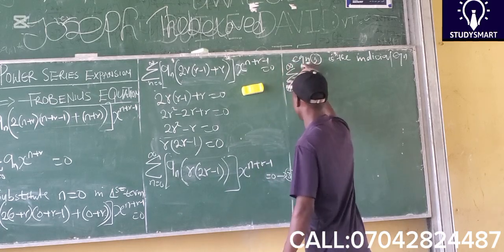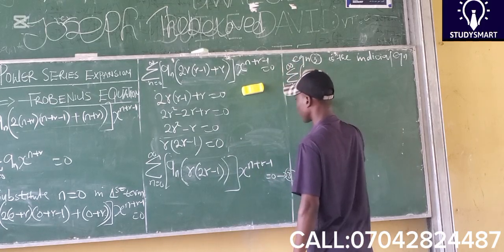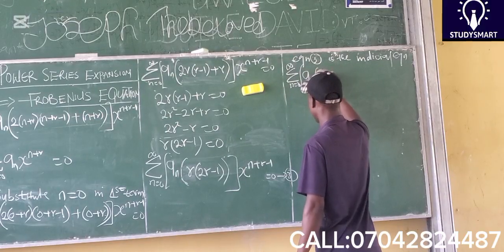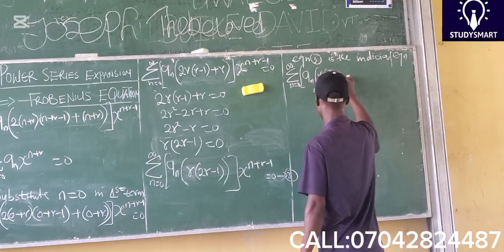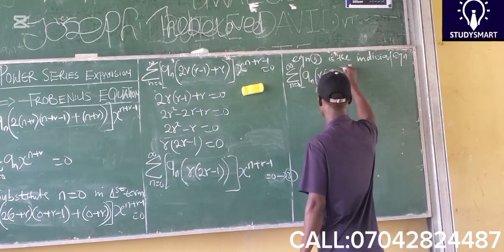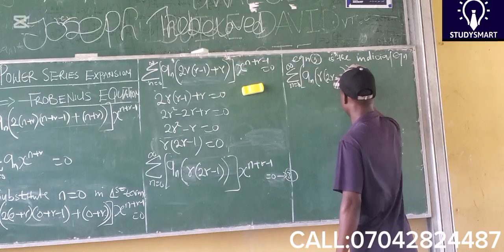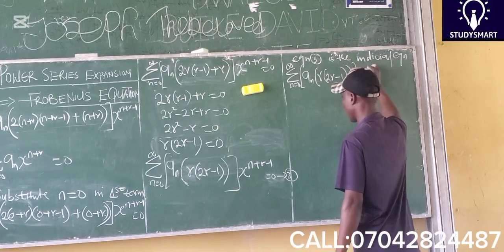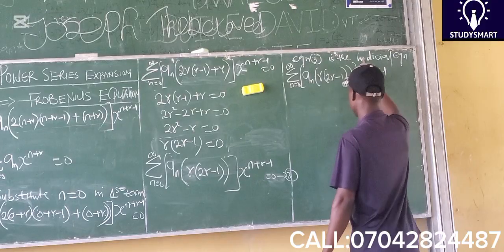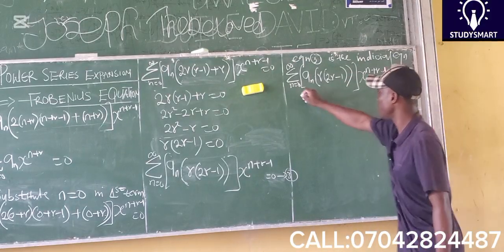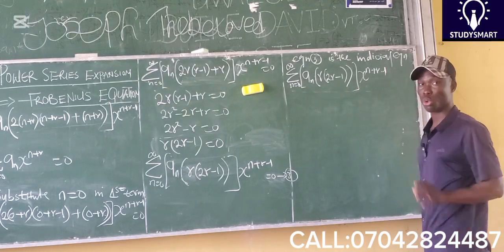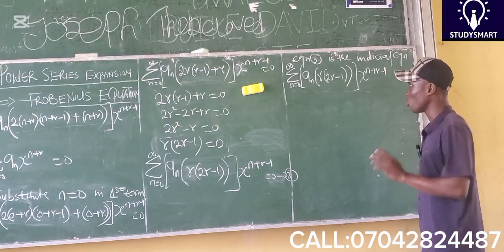to infinity of an, r into 2r minus 1, outside I have x to power n plus r minus 1. So this becomes my initial equation. I'm going to keep this in mind. Keep it in mind. We are going to use it.